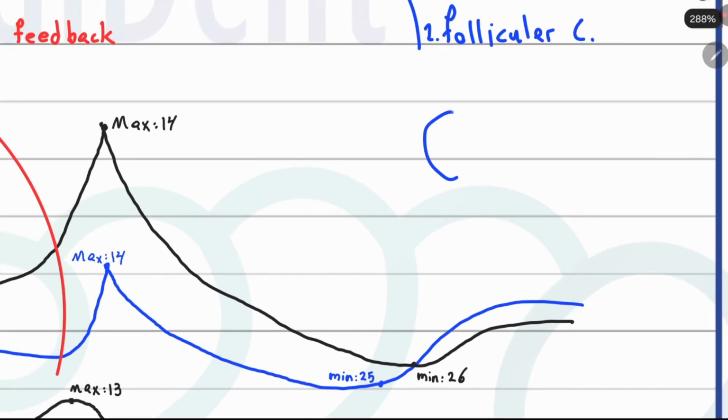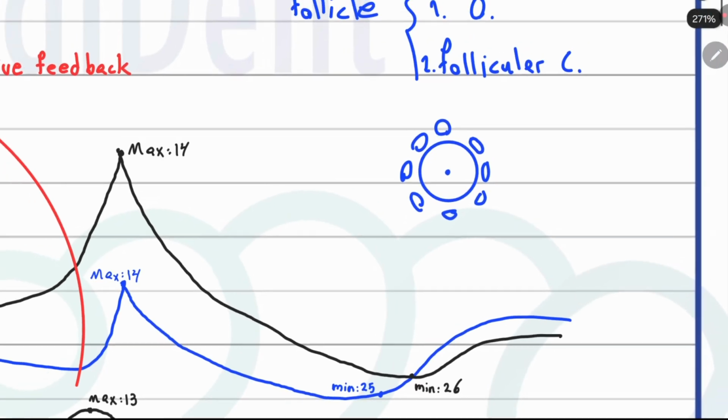So if I want to draw you some drawings, imagine that this is the ovocyte. This is the ovocytic component, and around this ovocyte we can see an accumulation of cells, and these cells are known as follicular cells. These follicular cells have different kinds of functions, and in general they provide support for the ovocytic component. And these small cells around the ovocytes are known as follicular cells.